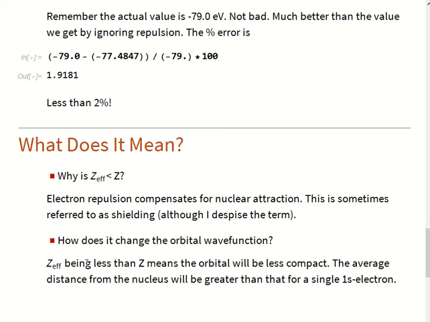As far as the wave function goes, and we may look at how the orbital wave function varies later on, because Z effective is less than Z, that lessens the effect of nuclear attraction, so the orbital itself is going to be spread out a little bit more, and the average distance of the electron from the nucleus would be greater than it might be for a single electron system.